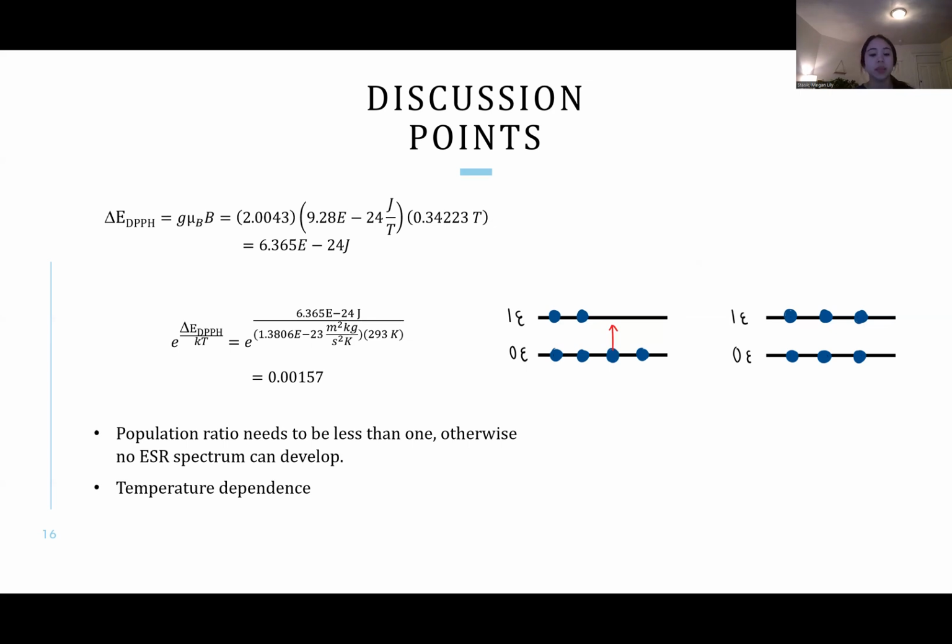So it's clear here that the population difference between the two sublevels is heavily dependent on temperature. So the temperature needs to be small in magnitude to ensure that the electrons are not excited before the collection of the spectrum, and that the majority of the electrons remain in the lower energy state.